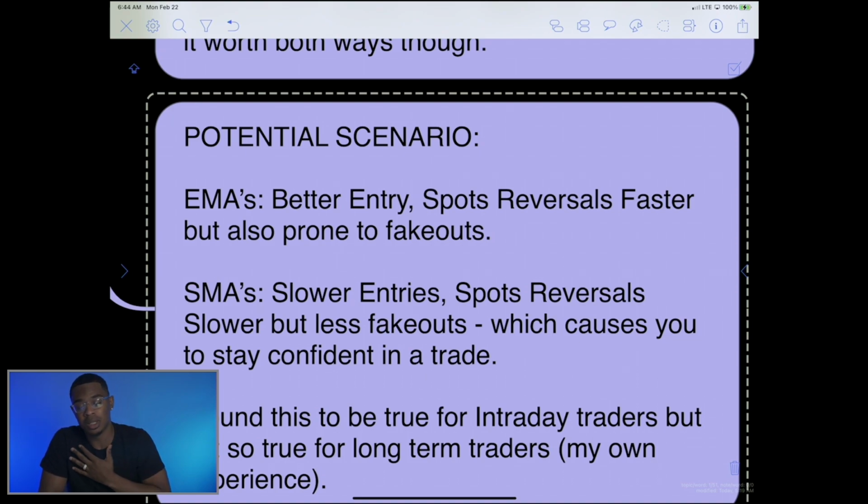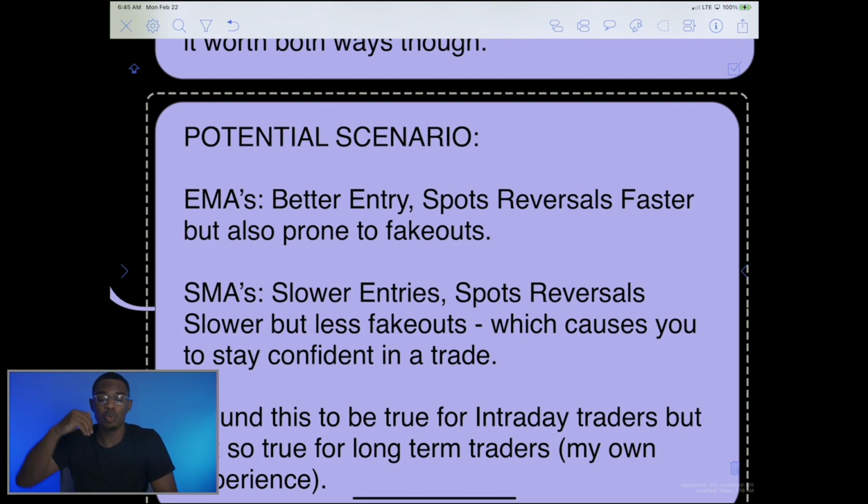But when I was an intraday trader, and I'm still an intraday trader to a certain extent, I liked EMAs a lot better because SMAs are too slow for entries. Because intraday, I'm only trading for 2 hours, or an hour, or 4 hours. I'm not trading for 4 days or 5 days. Even scalpers are only trading for 30 minutes. So I don't need slower entries.